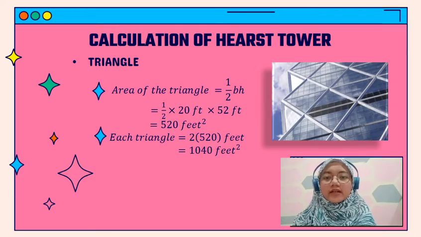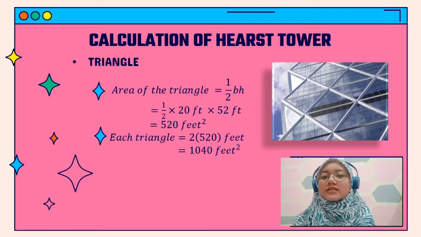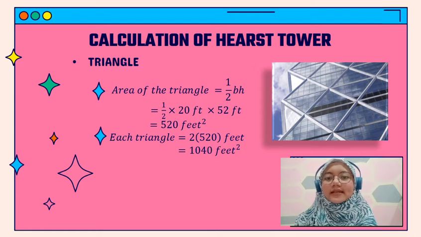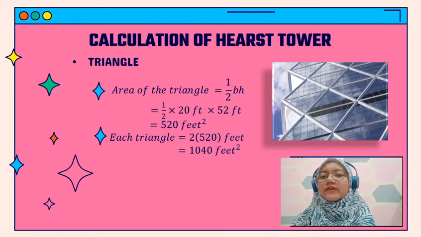Hearst Tower's windows are a combination of two triangle shapes. Therefore, we use the formula of area of a triangle, which is 1/2 times base times height. The base for one triangle is 20 feet and the height of it is 52 feet. So 1/2 times 20 feet times 52 feet is equal to 520 square feet. Then the area for one window is 2 times 520 square feet. That equals 1040 square feet.